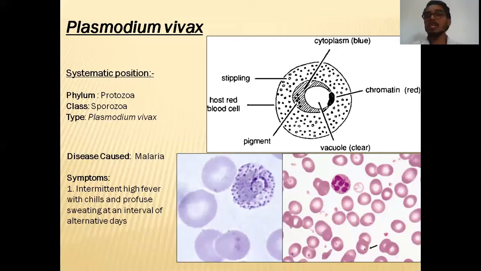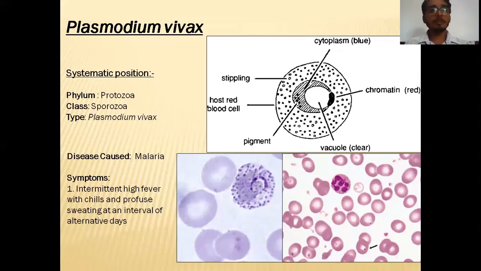In the signet ring stage, Plasmodium vivax is easily identified under the microscope. The key terms you are supposed to remember here are Plasmodium vivax, the scientific name for identification, the disease it causes, malaria, and the symptoms: high intermittent fever with chill and profuse sweating on alternate days.